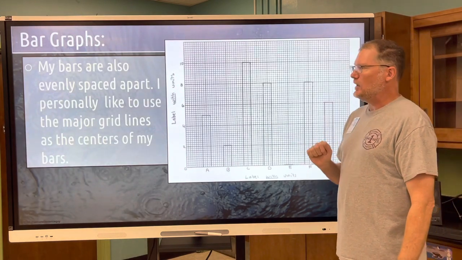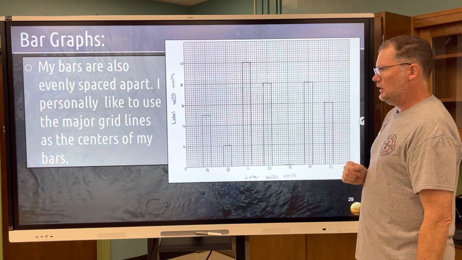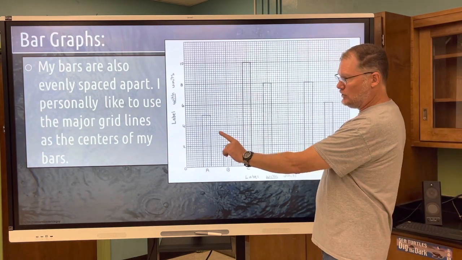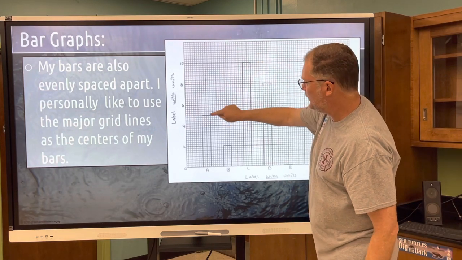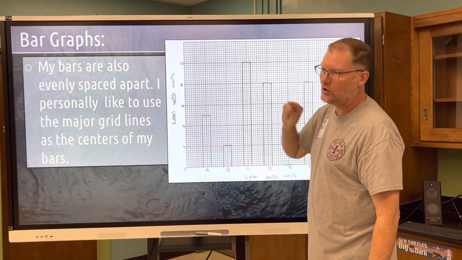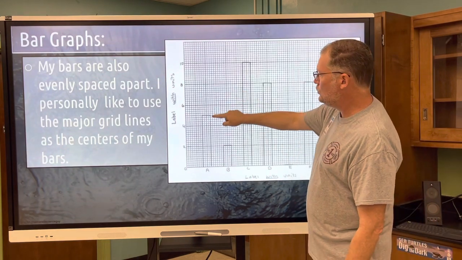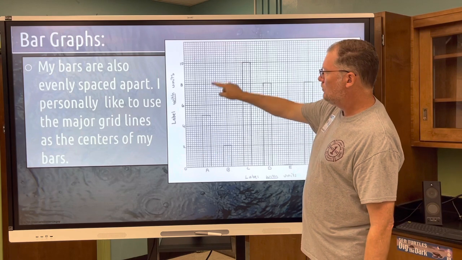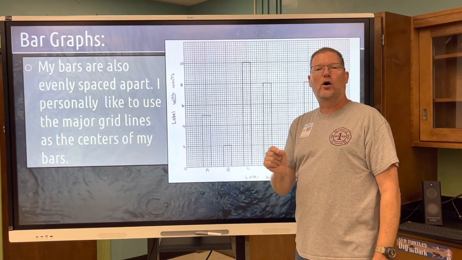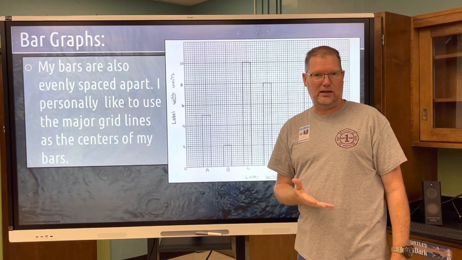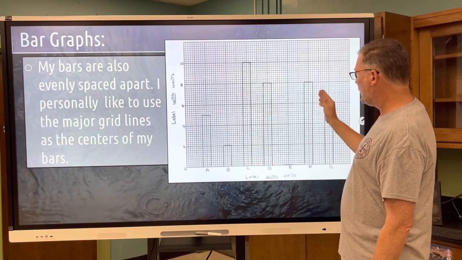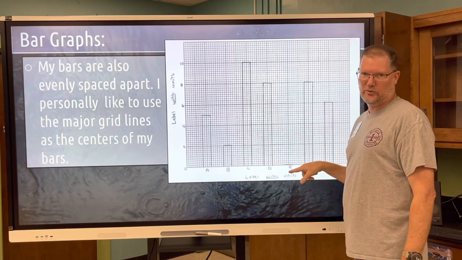Bars are also evenly spaced apart, which is very important. A good way to do that is to use the major grid lines. You can see the darker lines are the major grid lines and the lighter lines are the minor grid lines. Using the darker major grid lines as a guide for the center of each bar comes in really handy. You can see how a major grid line goes right in the center of every single bar. Okay, we'll talk about what's going on with E in a second.